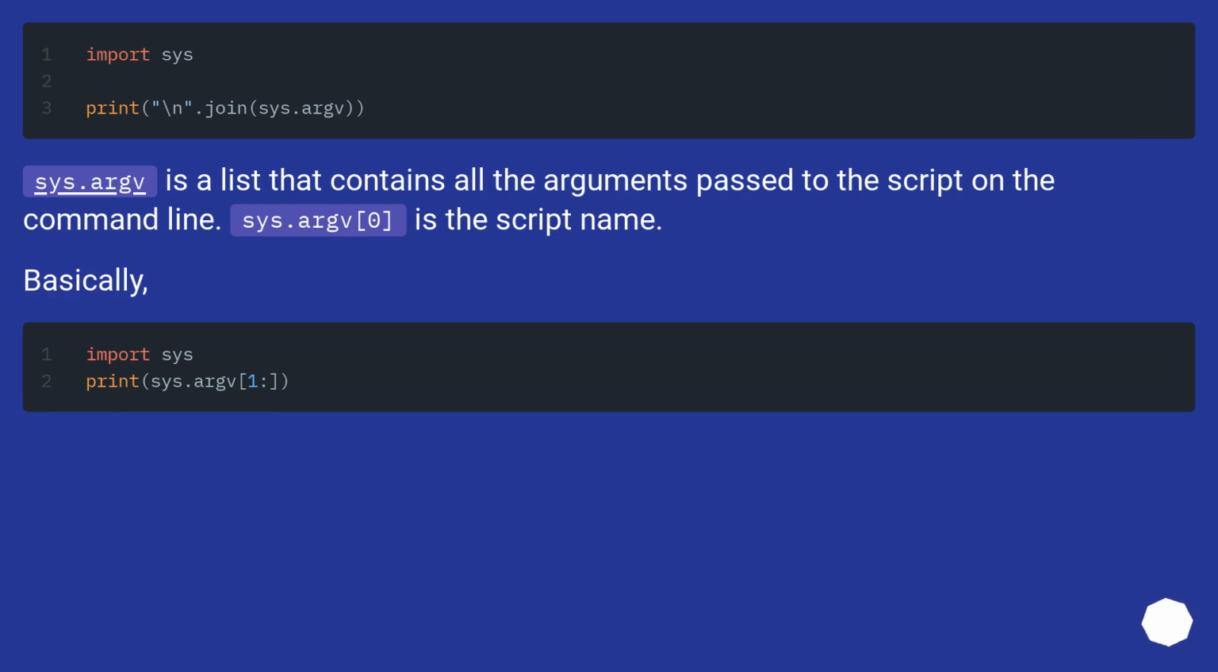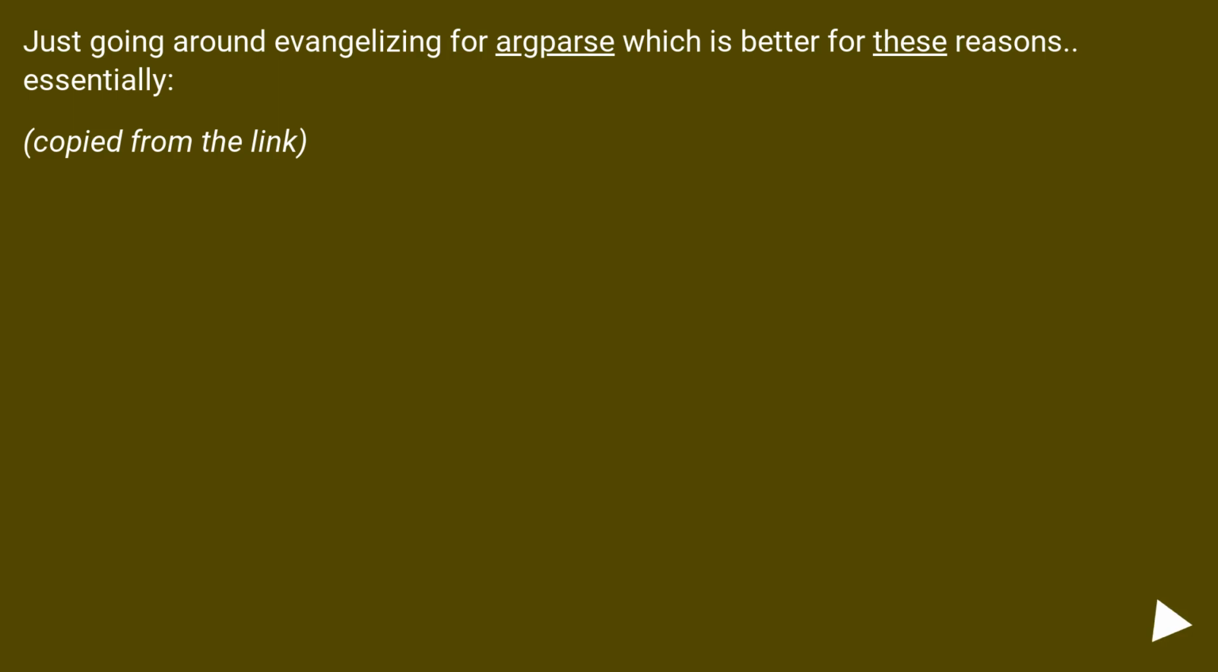sys.argv is a list that contains all the arguments passed to the script on the command line. sys.argv[0] is the script name. Basically, just going around evangelizing for argparse, which is better for these reasons. Essentially, copied from the link.